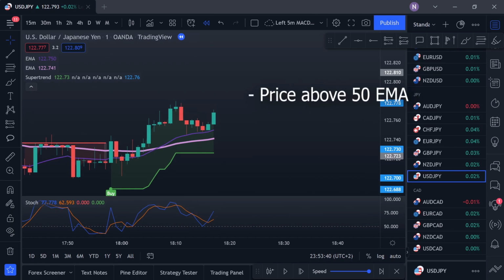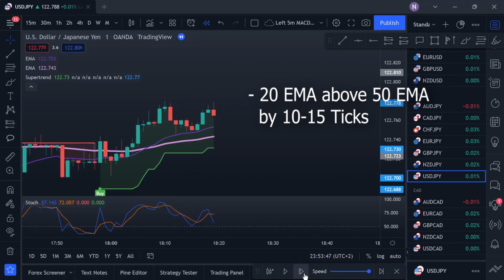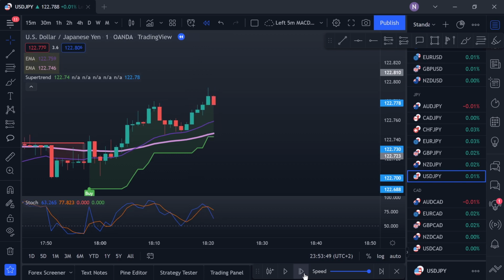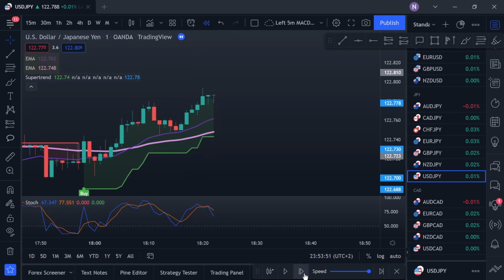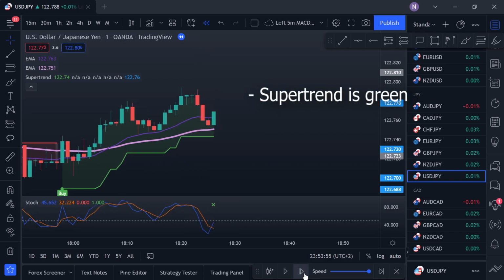Price needs to be above the 50 EMA. The 20 EMA needs to be above the 50 EMA by at least 10 to 15 ticks. This might seem like a weird criteria, but it helps to avoid sideways movement. The Supertrend needs to be green.